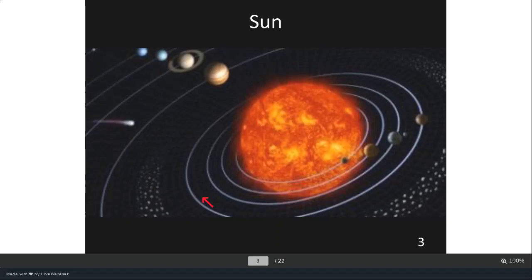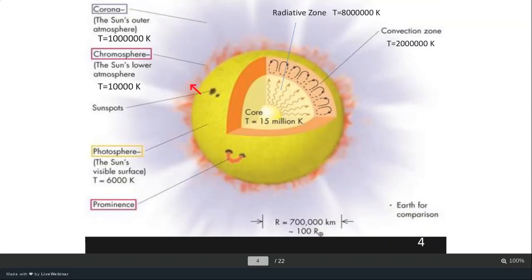The sun is a huge glowing spherical ball at the center of our solar system. 9 planets, their moons, tens of thousands of asteroids, and almost trillions of comets are revolving around the sun. This slide shows the structure of the sun. The innermost part is called as the core, which has temperature about 15 million Kelvin. In this region, nuclear reactions takes place to carry out the energy.